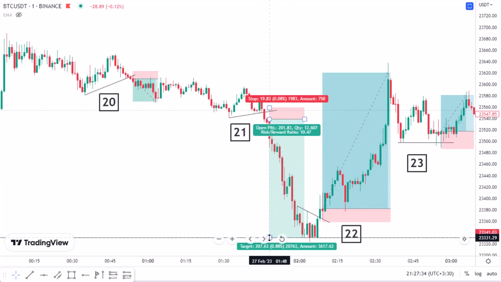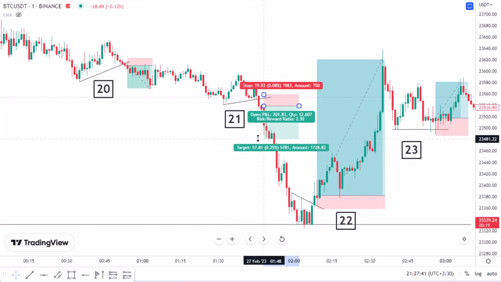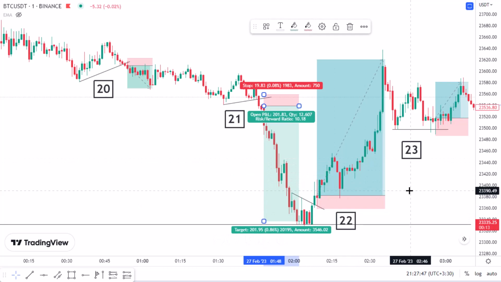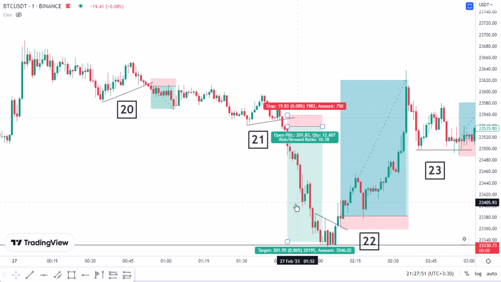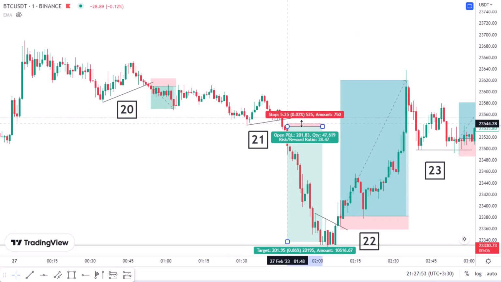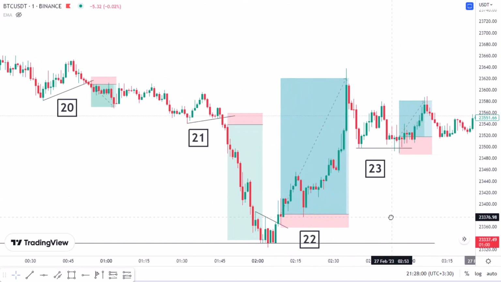Actually, it doesn't mean you should get the reward 10. It means you can take it until reward 10. You can close it here or here, wherever you like. Okay, if you have gotten your reward 2, you should risk free your position like this. Put your stop loss at your entry point. In that case you are not going to lose any money if your stop loss activates.